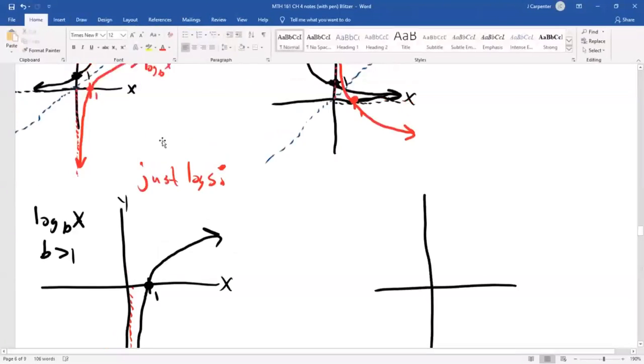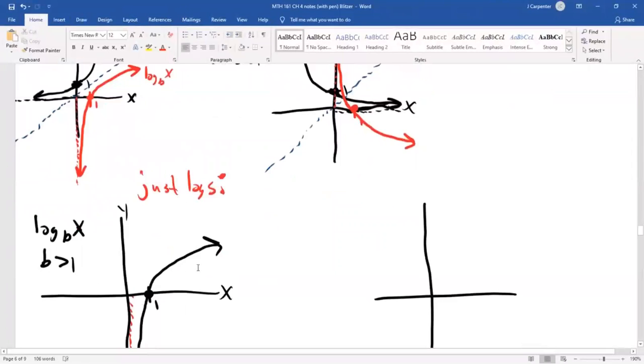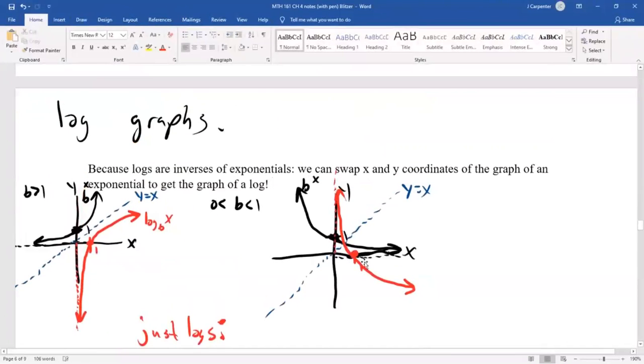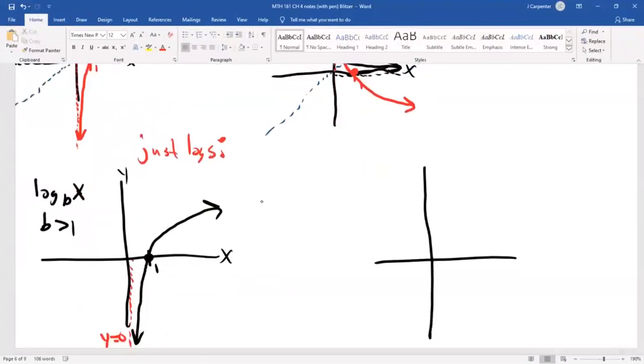Again, you can see the red image here is just now the black image here. Same thing here. I'm going to get this red image just by itself. So we have that (0, 1) point again, with slow growth below on the right of that point, kind of like a square root that's been reflected. And then that vertical asymptote.